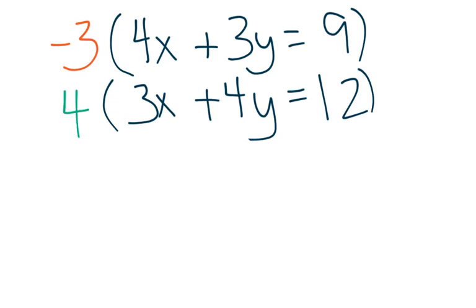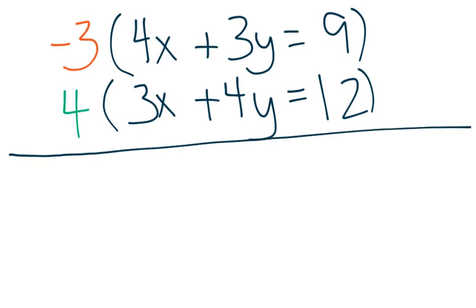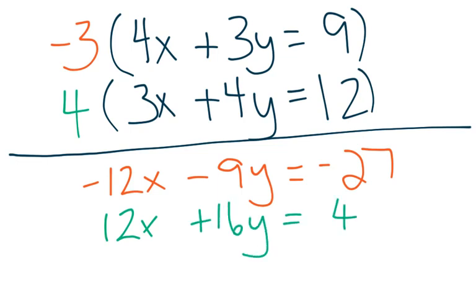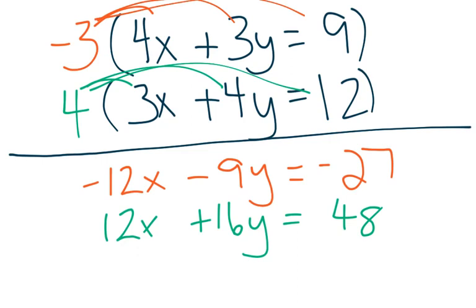And again, I'm going to color code. I'm just going to draw a line just to break it up, but it doesn't mean I'm adding these yet. I'm really just multiplying. So I'm going to get negative 12x minus 9y equals negative 27. So there's my first equation. And my second equation is going to become 12x plus 16y equals 48. So notice all I did was distribute, 4 times all of this and -3 times all of that. And now these are my new equations.